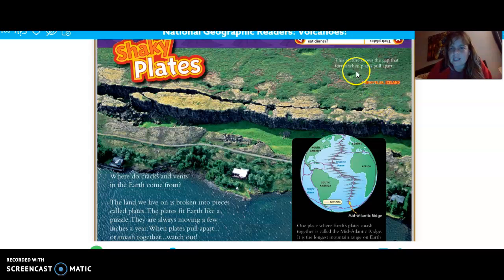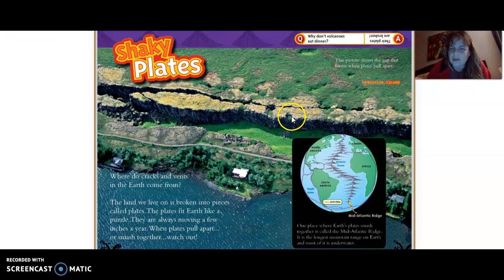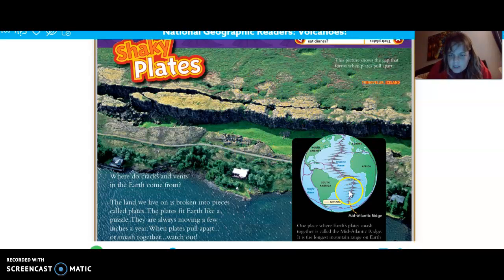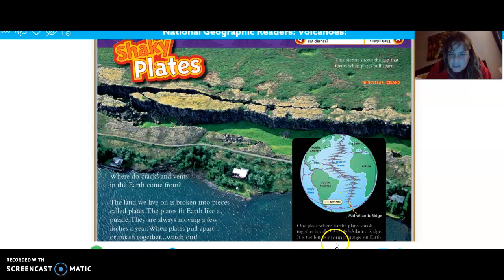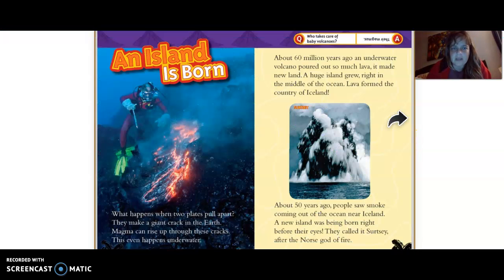This picture shows the gap that forms when plates pull apart. Okay, so here's the crack, and I'm going to infer that this is a plate maybe, and this is a plate here. Let's take a look down here at this little diagram. One place where Earth's plate smashes together is called the Mid-Atlantic Ridge. It is the longest mountain range on Earth. Okay, I don't know how this connects to volcanoes. Let me see if I can learn more about that.